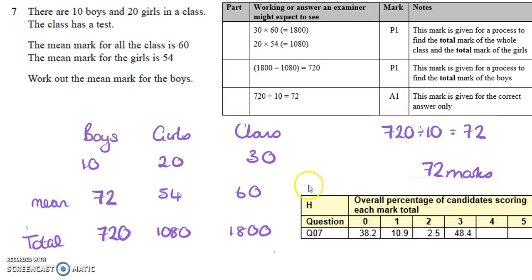Well, it might seem obvious once we've done it, but almost 40% got nothing on this question. So this type of question, working with the mean and working backwards with means, is becoming more common. They've tried to make it a bit more difficult, and this is a more difficult way to assess if you understand how to work out the mean and how to use it.